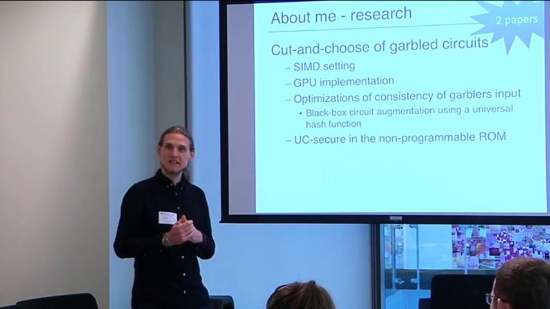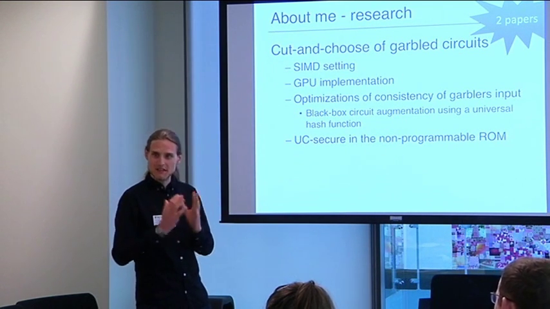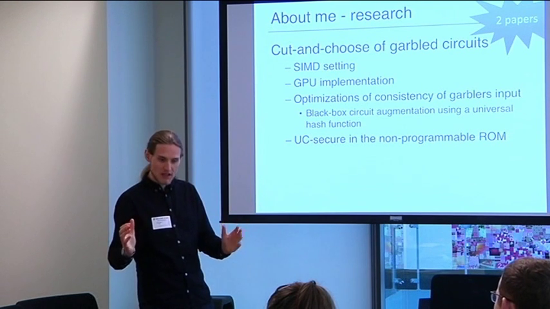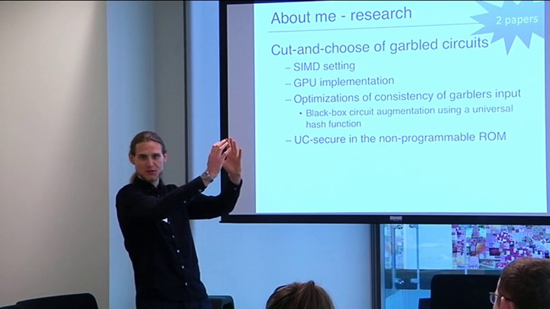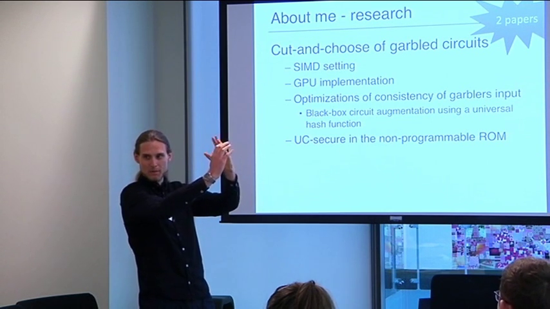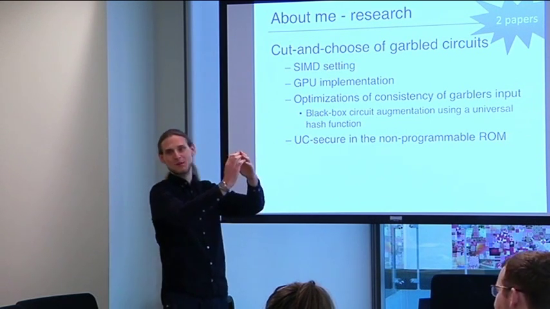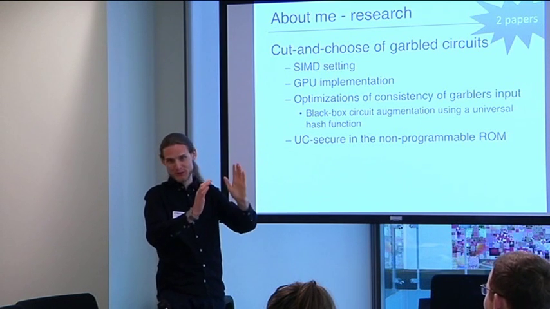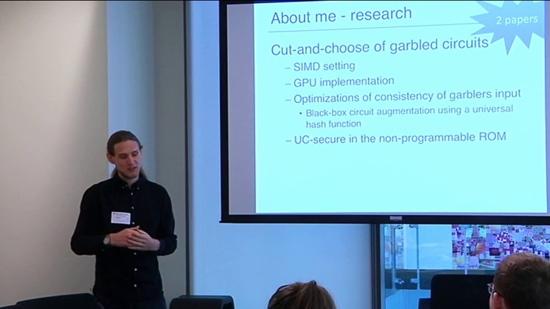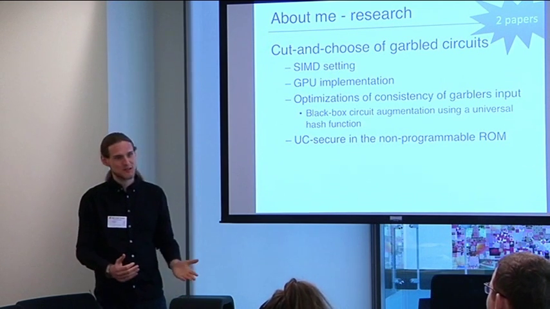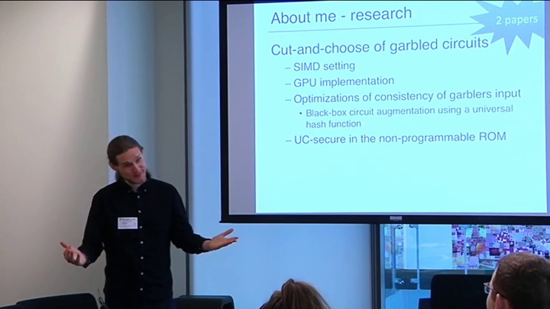So basically, once you do cut and choose, you have some circuits you evaluate, and in general, you need to take the majority of the outputs to be the true output of the computation. But these authors consider, okay, what if we just have one good circuit? What can we do then? And they came up with 3 very different approaches, none of which are that suited to the SIMD setting, so that's why we took a look at what we can do in the SIMD setting.